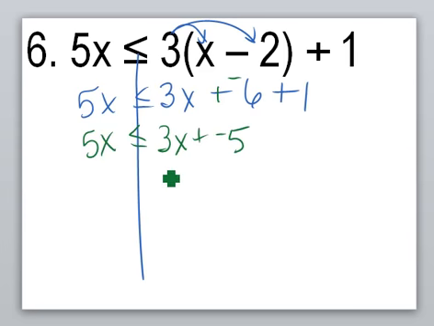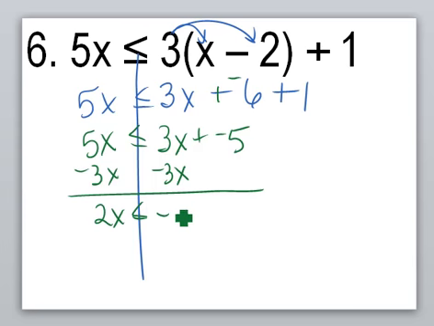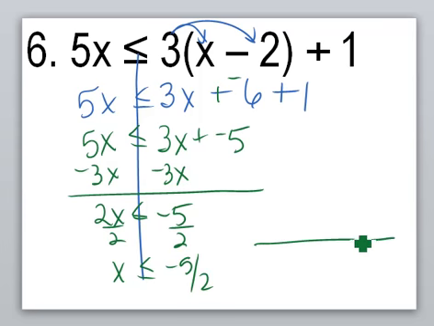I'm going to move the 3x over because that way I'll have my variables on the left side and my number on the right. I'll divide by a positive 2 on both sides, and I get x is less than or equal to negative 5 halves. On my number line then, I'd have negative 2 and negative 3, and negative 5 halves is between those. It's negative 2 and 1 half. Colored in dot, and I shade to the left.